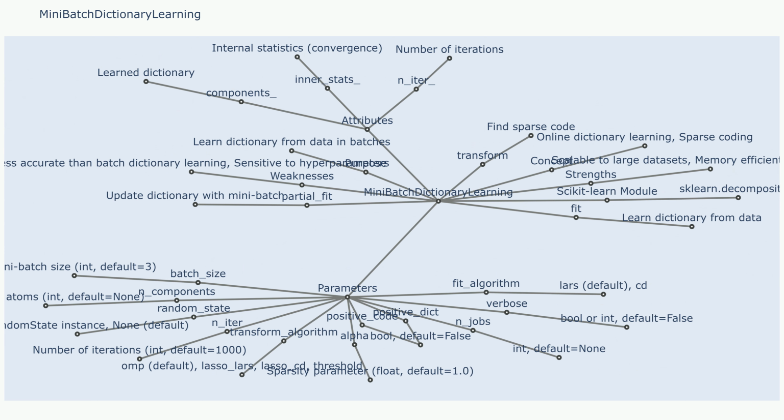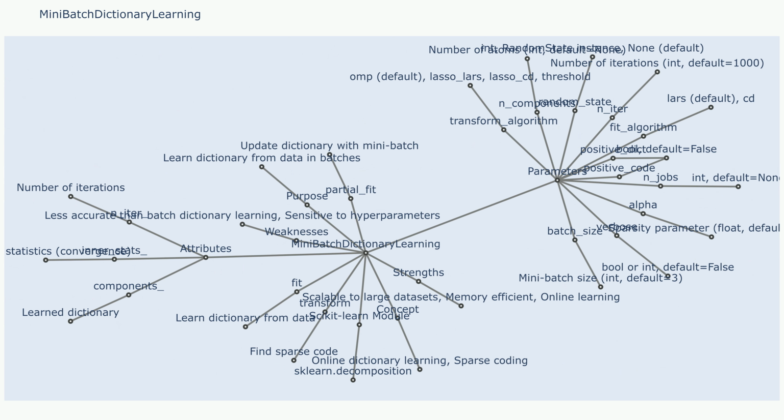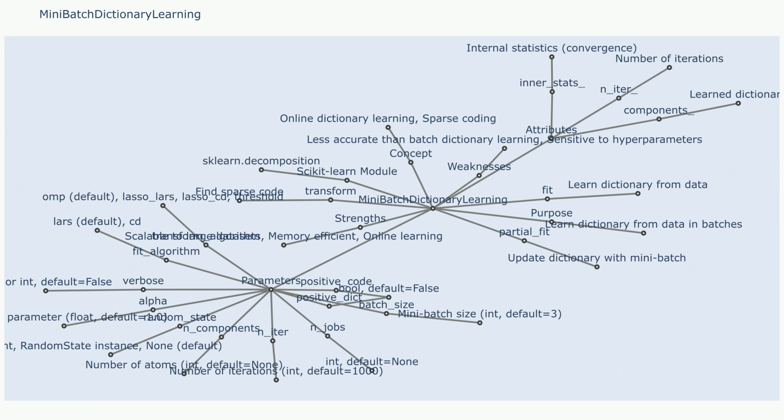2. Algorithm. Mini-batch dictionary learning employs an iterative algorithm that alternates between two steps. Sparse coding. Given a dictionary, the algorithm finds sparse representations of the data points. This is often done using techniques like the lasso (least absolute shrinkage and selection operator), or orthogonal matching pursuit (OMP). Dictionary update. Using the sparse codes obtained in the previous step, the dictionary is updated to better represent the data. This is achieved by minimizing a cost function, typically a combination of the reconstruction error and a sparsity penalty.